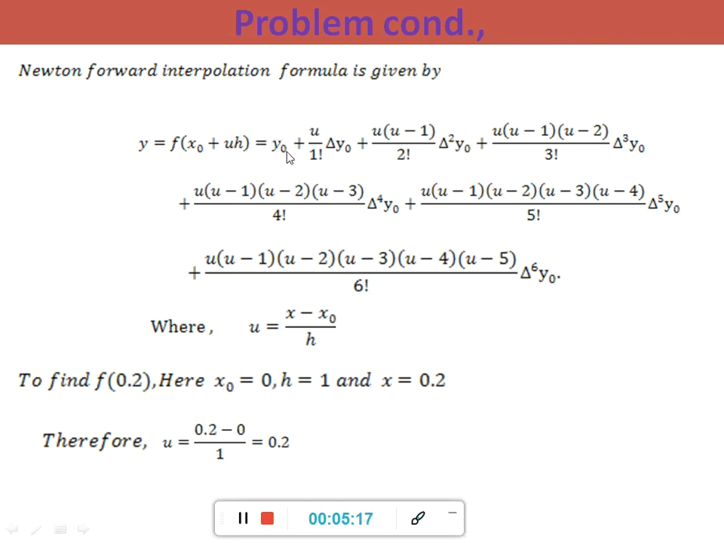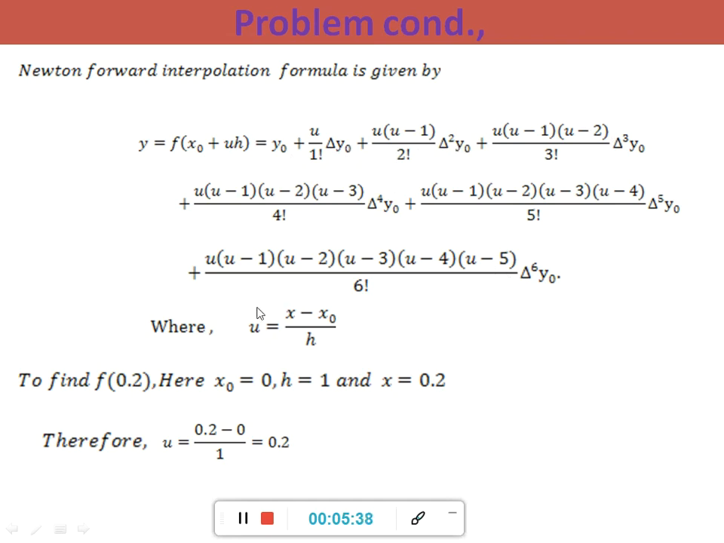First write y naught, then u into u minus 1, then u into u minus 1, u minus 2, likewise. In the denominator 1 factorial, 2 factorial, 3 factorial, likewise. And the corresponding difference del y naught, the first difference; this one is the first value in the second difference, likewise.